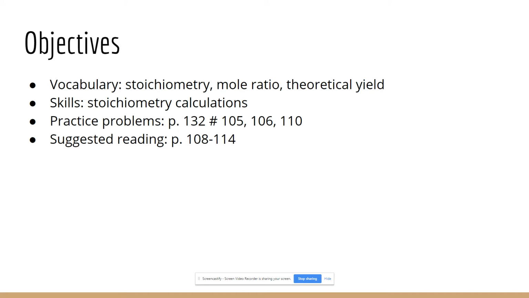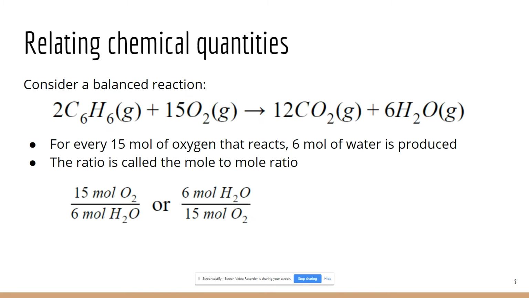Here are our objectives for today's video. Pause here. I would include the chemical equation because it will be the same equation that we use for all of the examples.